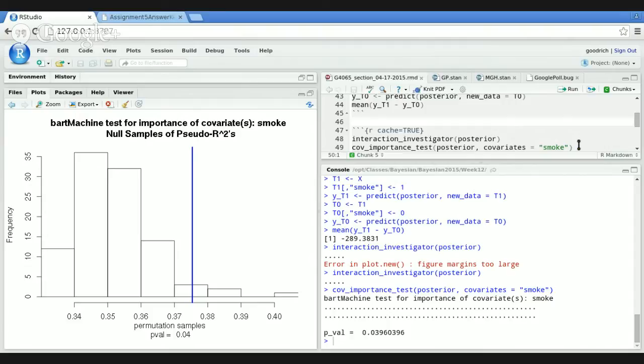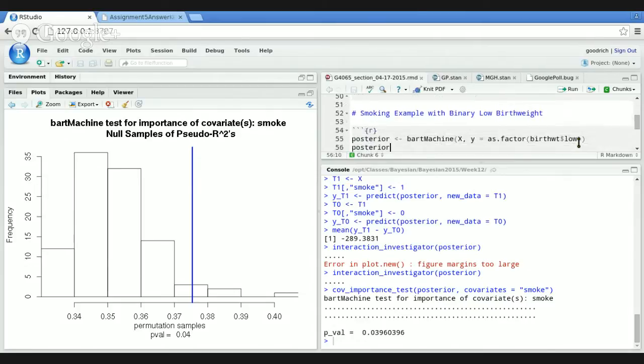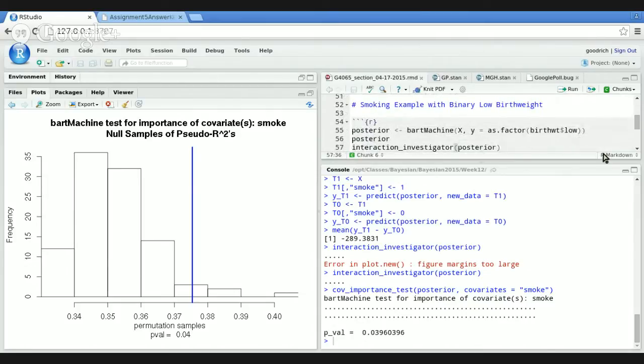0.04. So according to this, we could reject the null hypothesis that smoking is irrelevant to the baby's weight. Okay.